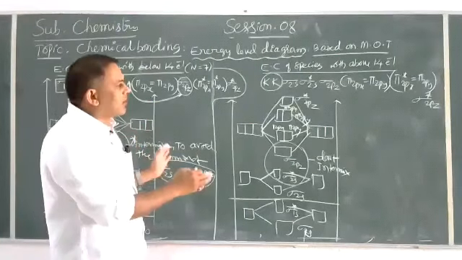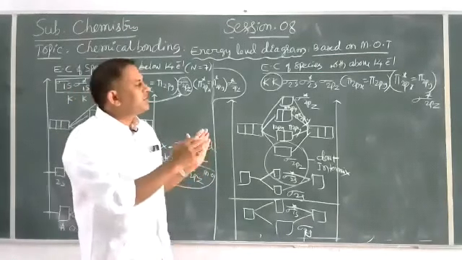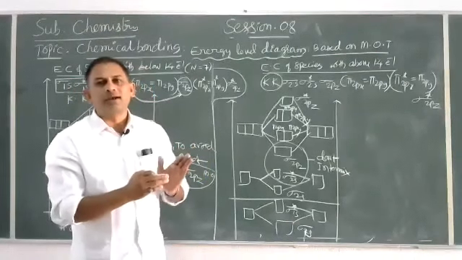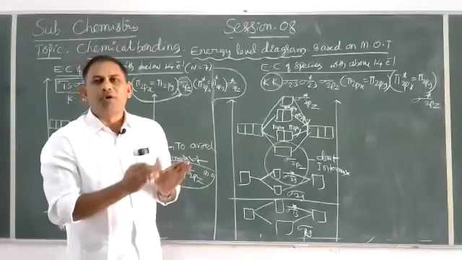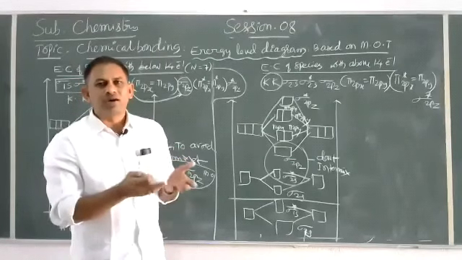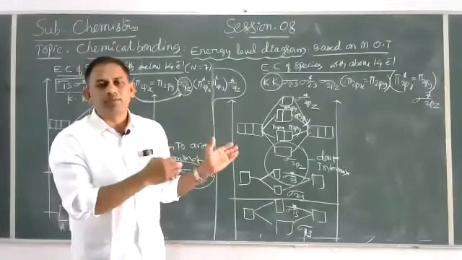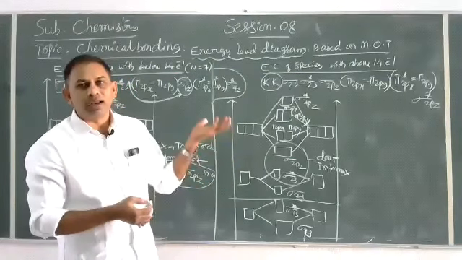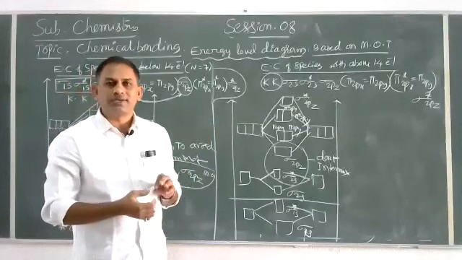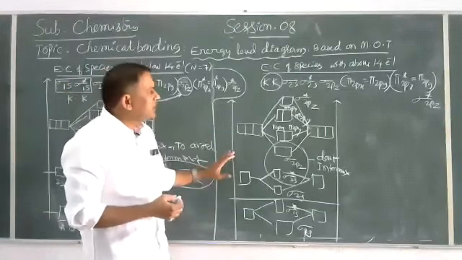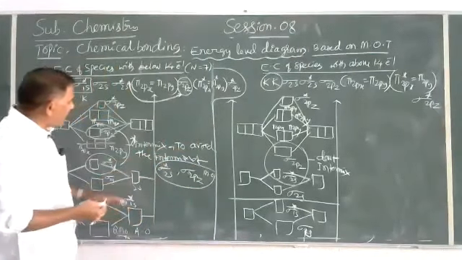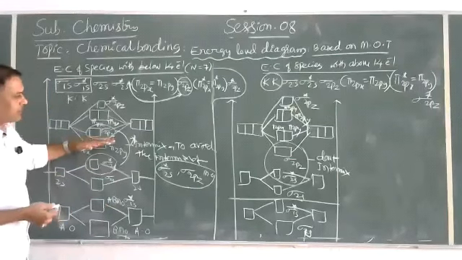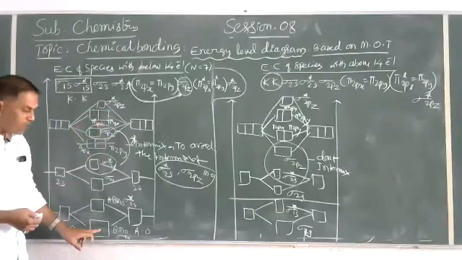Compulsory. Based on this, they'll ask some important points: how to calculate the bond order, bond length, the number of sigma bonds or pi bonds, how many pi bonds and how many sigma bonds are present, and how many bonding and how many anti-bonding molecular orbitals are present. Clearly they'll ask, while filling the electrons according to the above principle, the lower energy level.